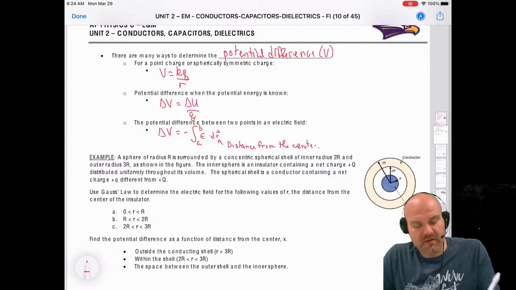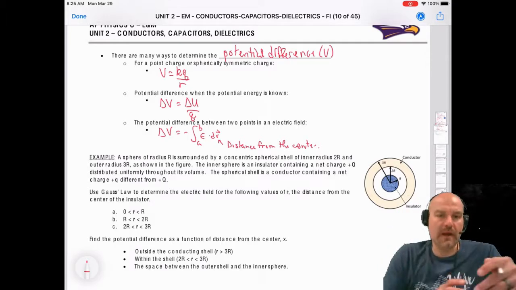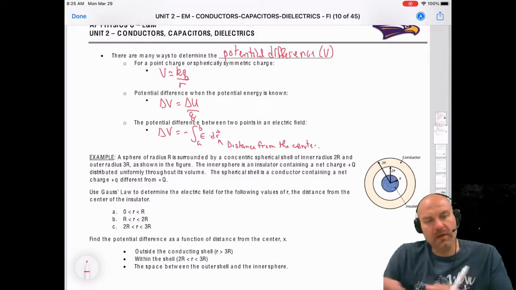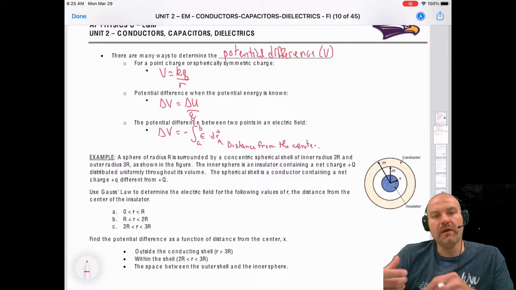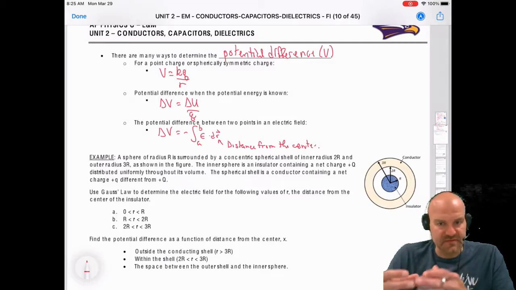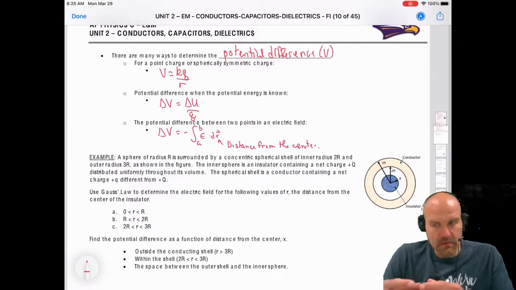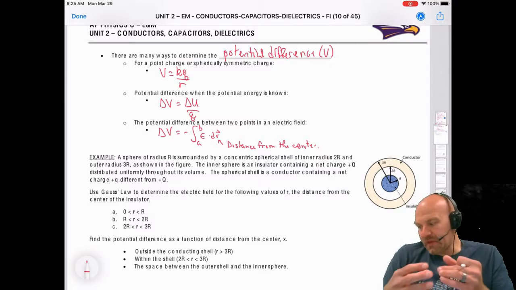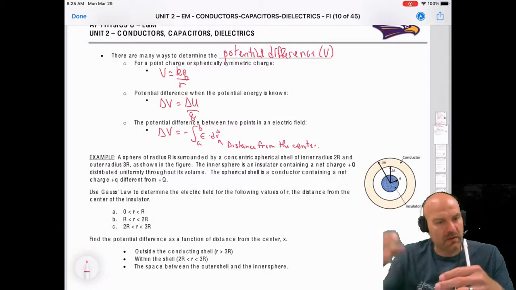One thing to understand is that when you do these problems, they probably will have a part A, calculate the electric field by using Gauss's law, and part B, what is the potential difference? As you can see here, we're going to have an insulating sphere, which means we do have a net charge on it, surrounded by a conductor. Then we're going to be asked to find various points along the way.